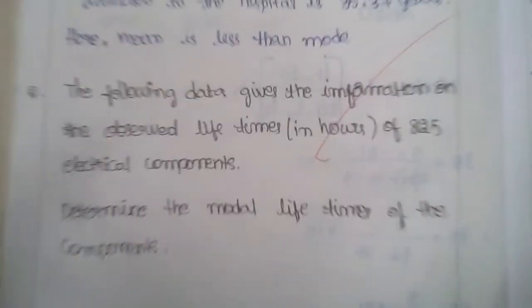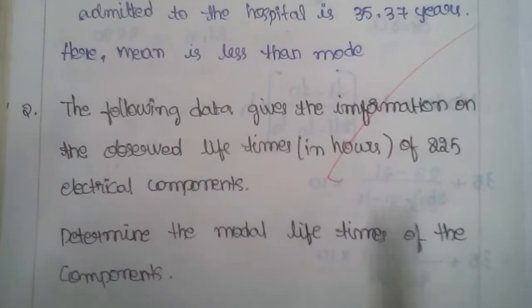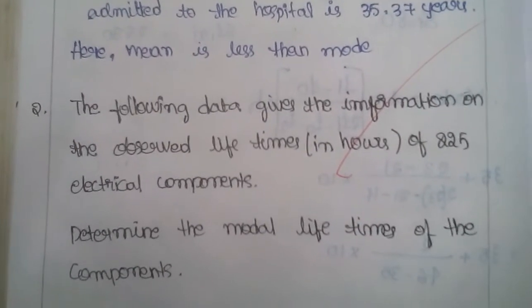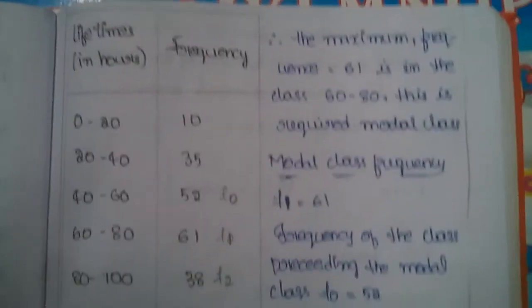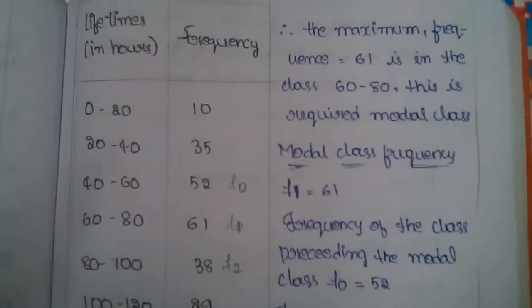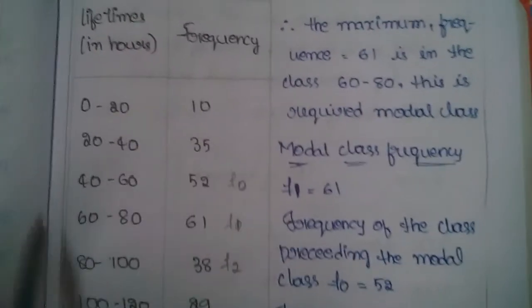So this is another model of the exercise, the second question. Here we need to calculate the mode only. So the table is like this, only class interval and frequency.